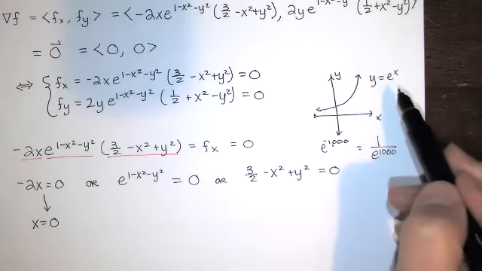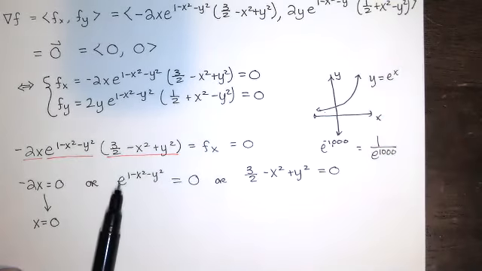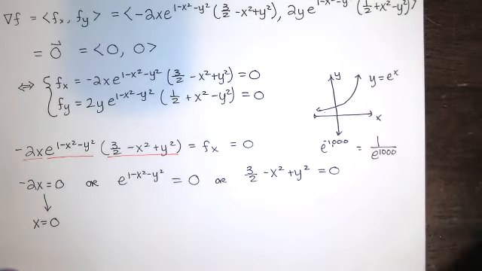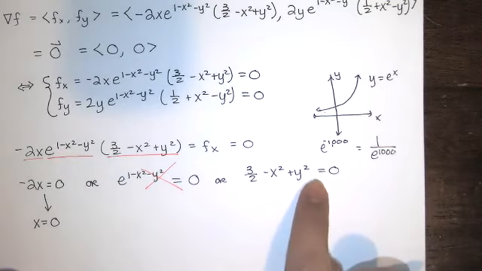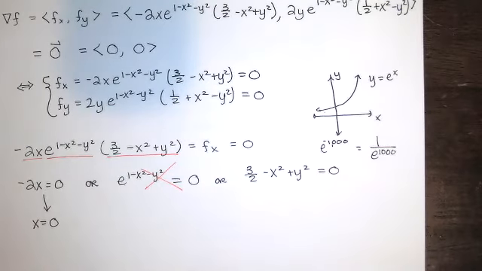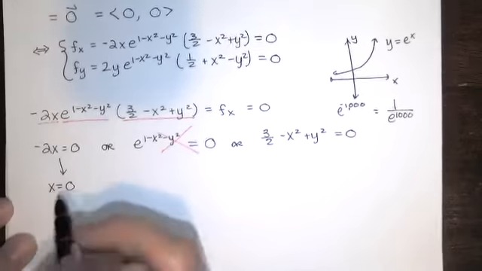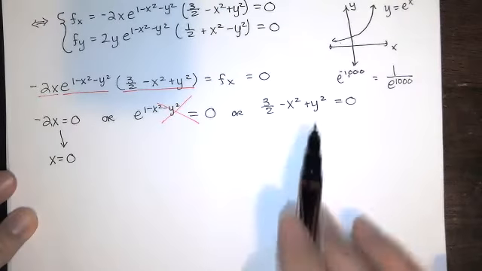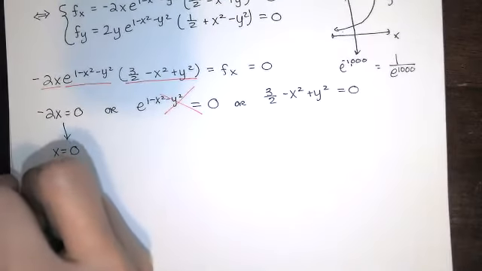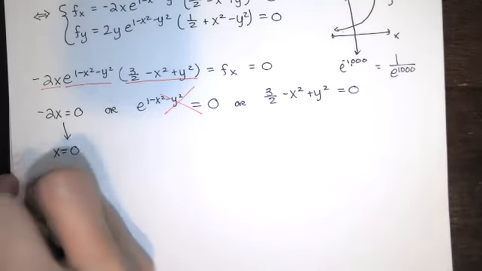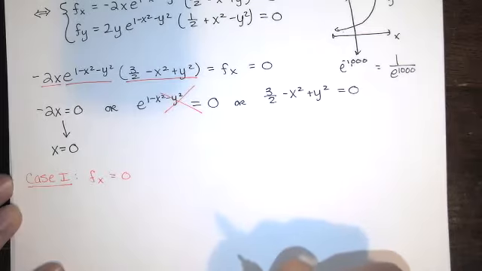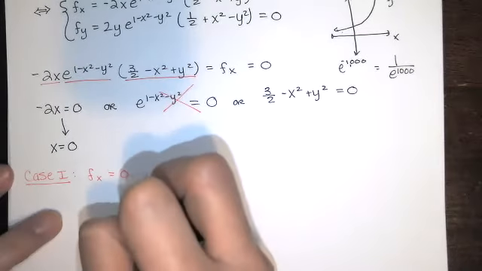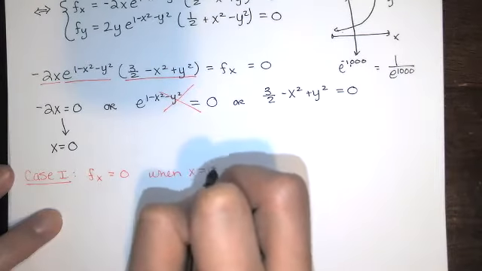There is no way that it can equal 0. So e to some power is never going to equal 0. So you don't have to worry about that. So that's gone. You're down to 2 cases now. You've got x equals 0 or this guy. You could solve this for x in terms of y, but we won't. I'm going to think of this as case 1 and that as case 2. So in case 1, this is one way that the partial of f with respect to x is 0. We have the partial of f with respect to x is 0 when x equals 0.